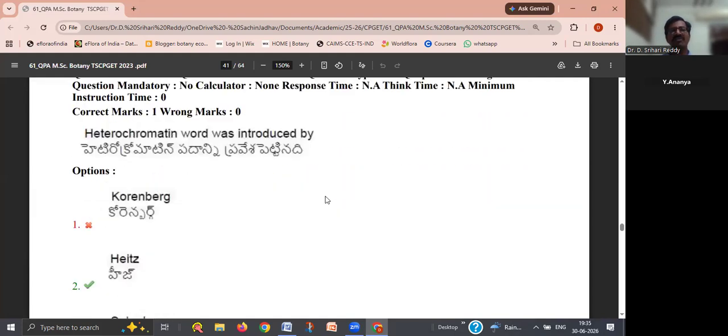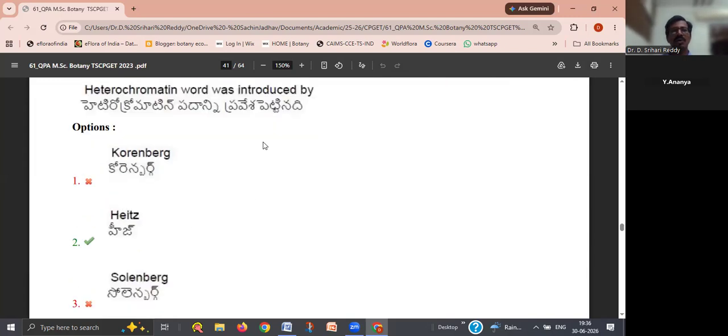Next, the heterochromatin code was introduced by. With respect to DNA, we see euchromatin, which contains active DNA, active genes. But with respect to heterochromatin, we find inactive DNA. When stained, heterochromatin appears in a dark color, whereas euchromatin appears in a light color. Who introduced the word heterochromatin is the right answer; he first introduced the term heterochromatin.